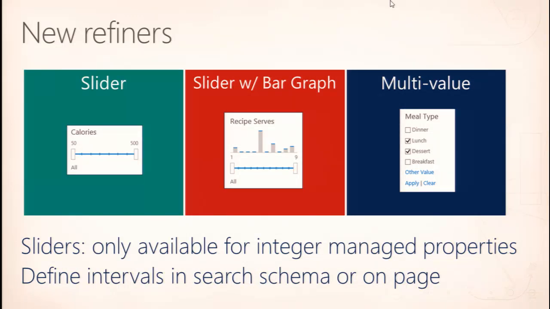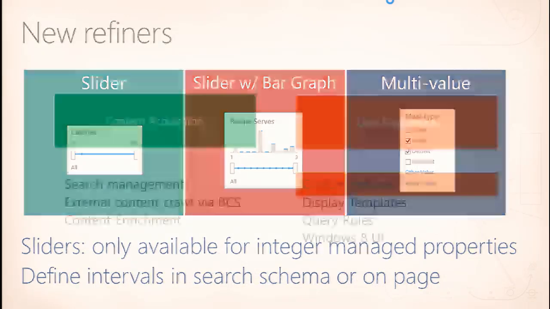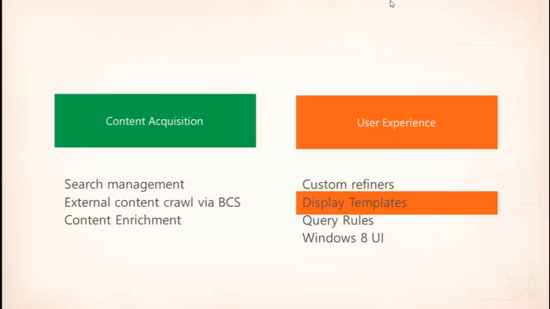What I like, as we'll see, is that you're able to actually define on the page the intervals. So you can do this in the index schema, or as you're troubleshooting and looking at content, you want to see how a particular search term does, you can define those intervals so you get a nice bar graph representation, in this case of the slider with bar graph. We'll be looking at display templates.